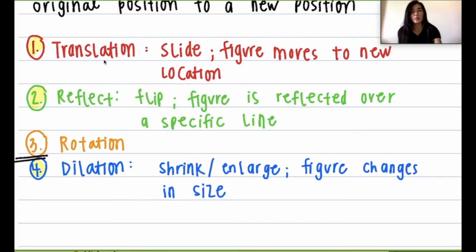Translation is actually the most common. What you'll see here is a slide. Your figure is going to stay the same shape. What's going to happen though is it's going to move to a different location.